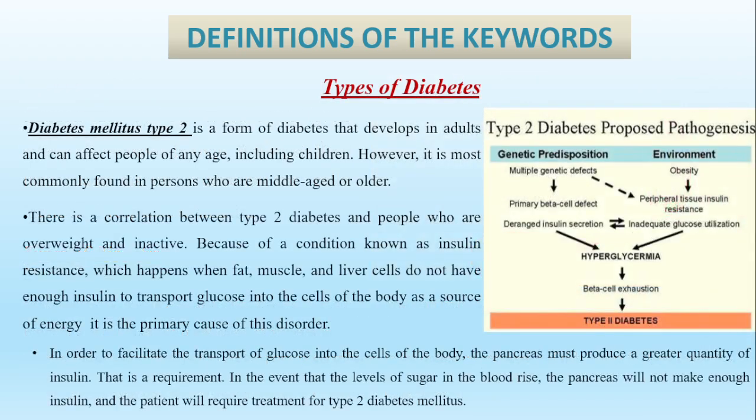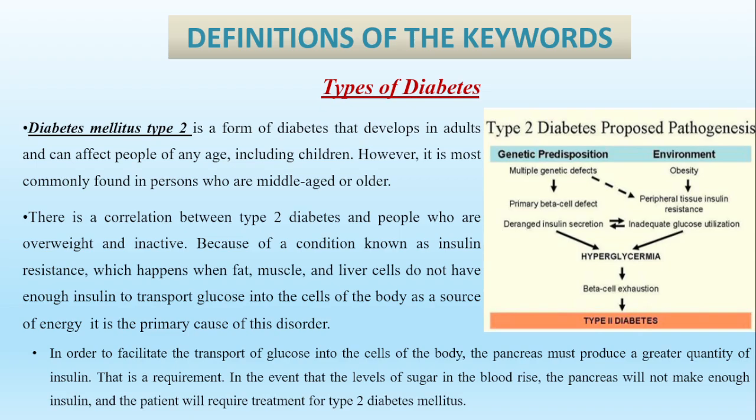Now, diabetes mellitus type 2. In this type, the body does not use insulin properly, which is called insulin resistance. This is the form of diabetes that develops in adults and can affect people of any age, including children. However, it is most commonly found in persons who are middle aged or older.